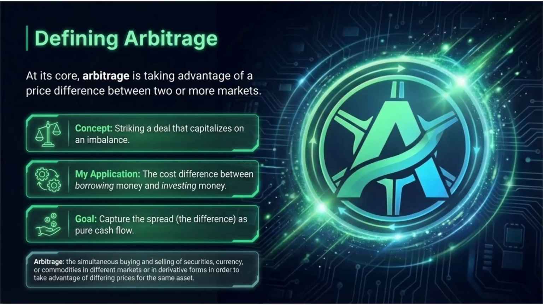Arbitrage is the simultaneous buying and selling of securities, currency, or commodities in different markets or in derivative forms in order to take advantage of differing prices for the same asset. So here's an easy to understand example. Imagine Apple stock is trading for 200 in New York, and on the London Stock Exchange, it's trading for 201. You could purchase one share of Apple in New York for 200 and simultaneously sell that same share in London for 201, and you would pocket a risk-free dollar. The spread is all profit.